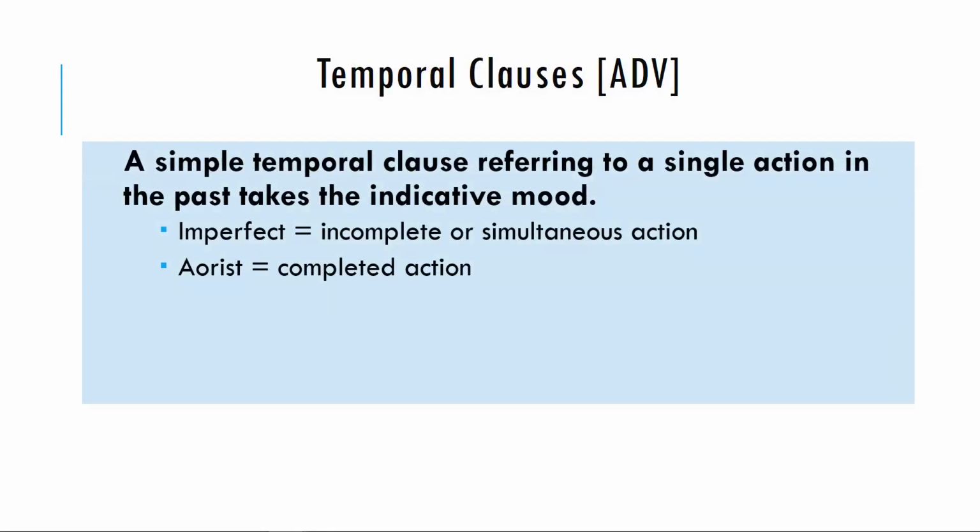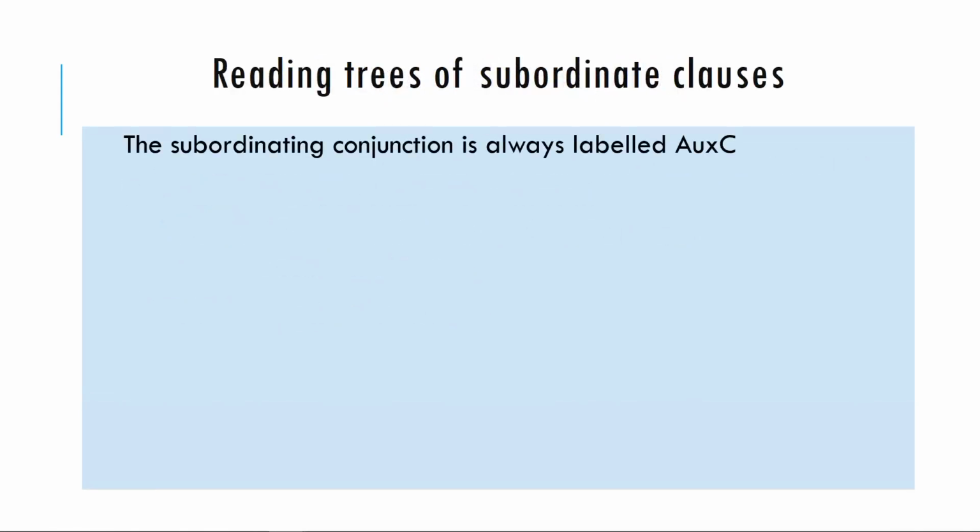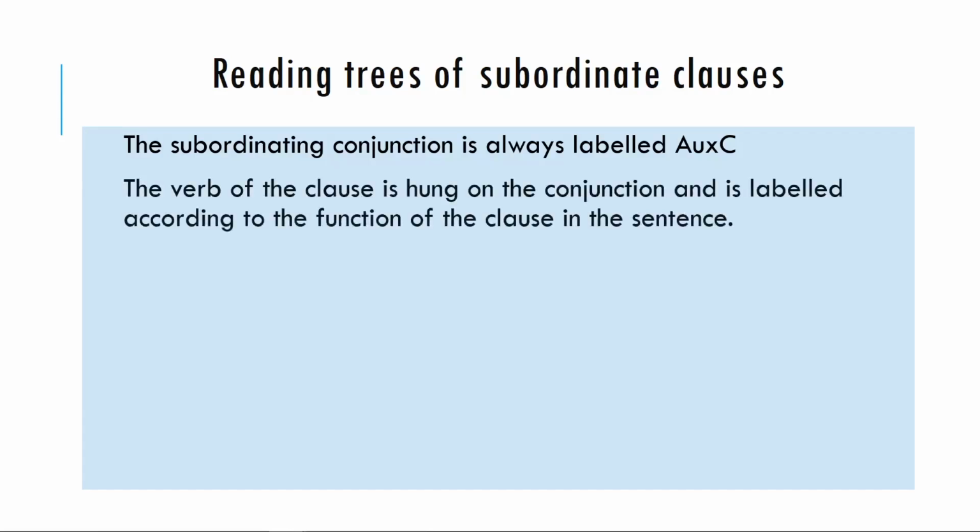Temporal clauses can refer to a single action in the past that takes the indicative mood. They take the simple imperfect or aorist and are negated by ou or ouk. So the subordinating conjunction is always labeled auxi. Its part of speech is always labeled conjunction. The verb of the clause is hung on that subordinating conjunction. And the verb is labeled according to what the clause is doing in the larger sentence. The remaining elements are labeled as normal.